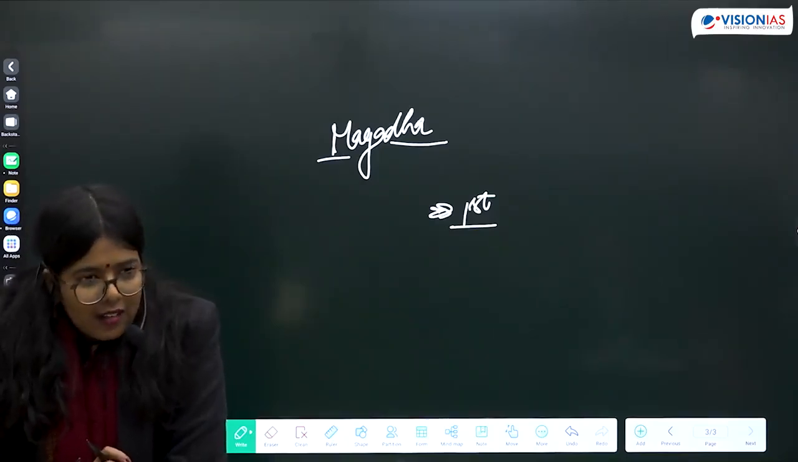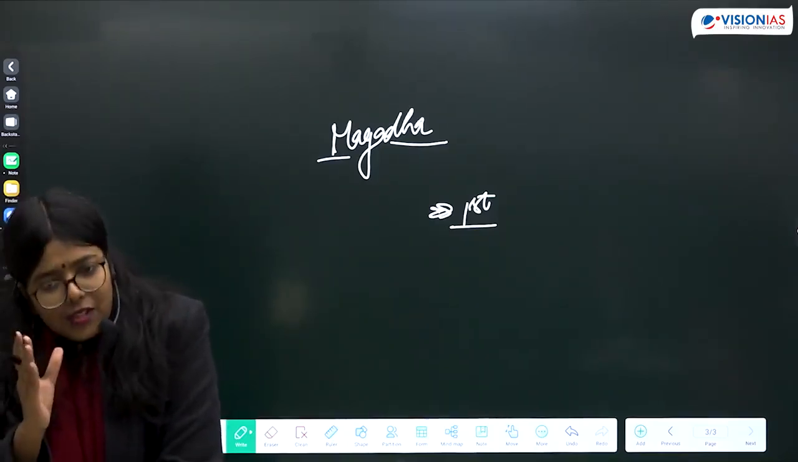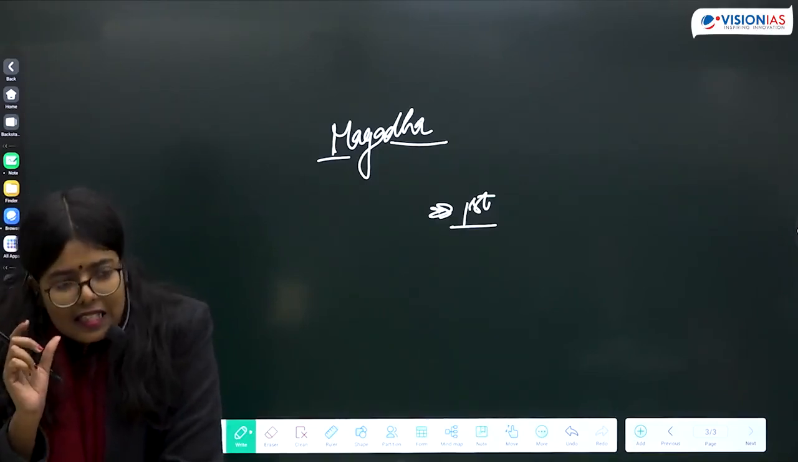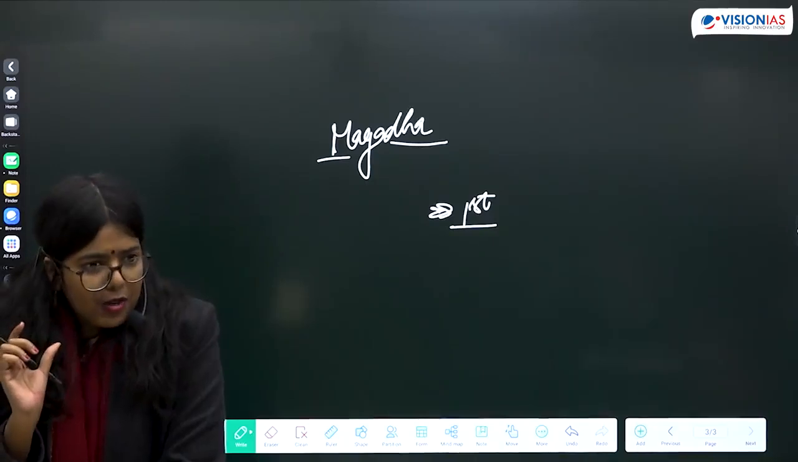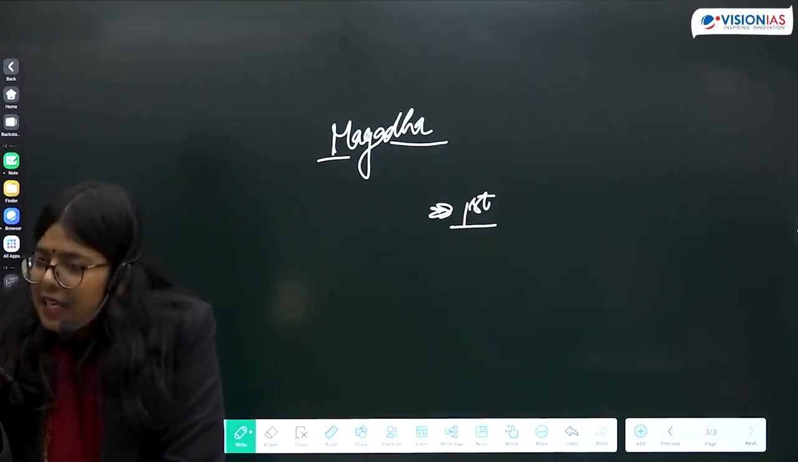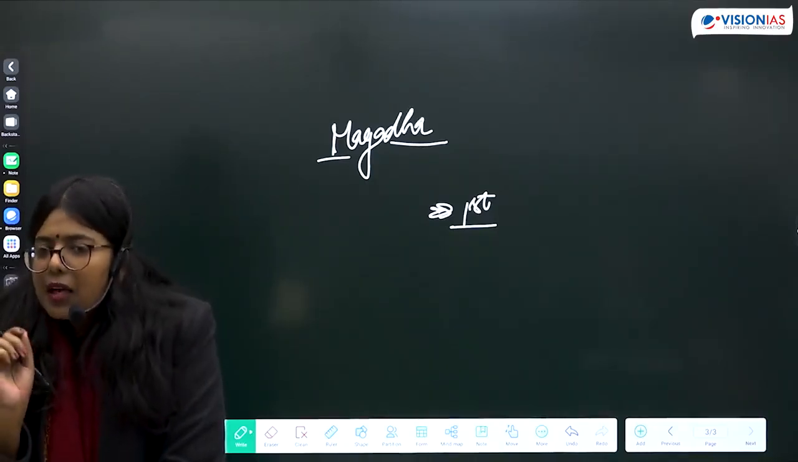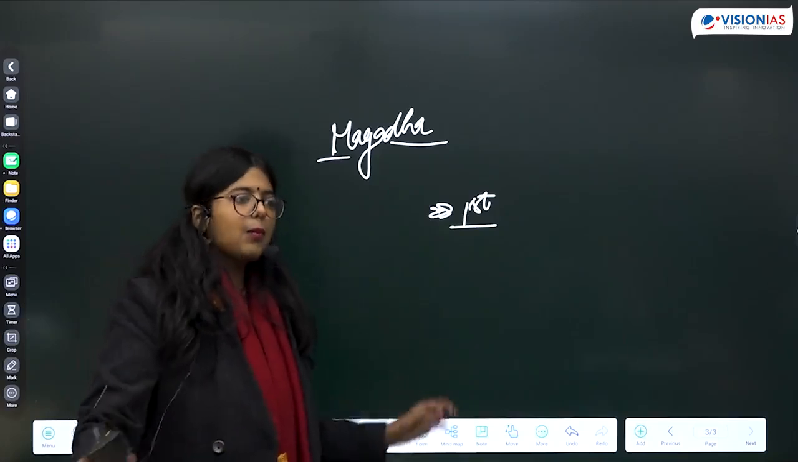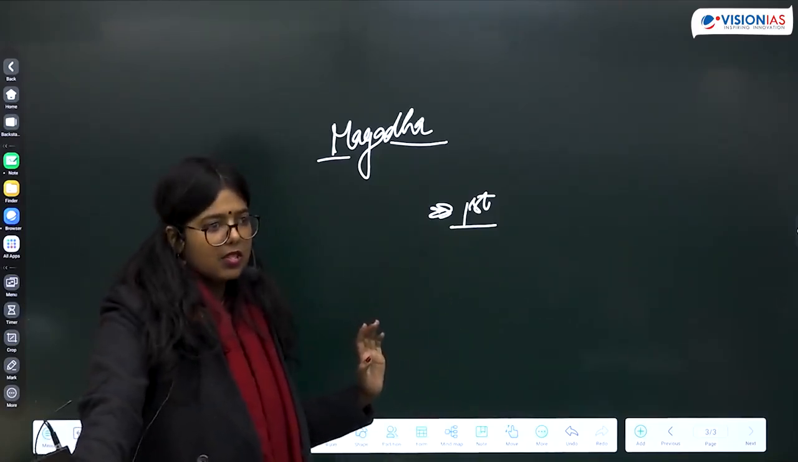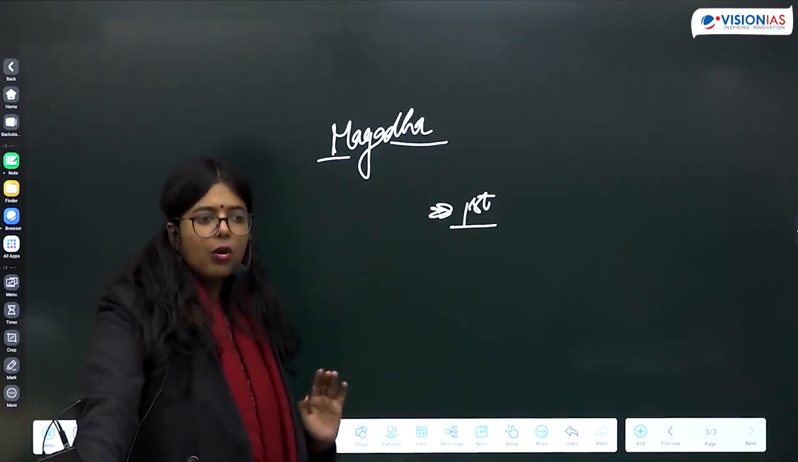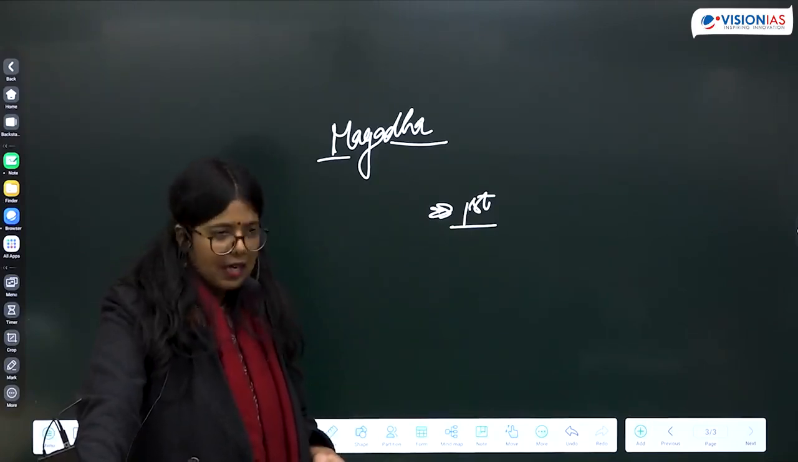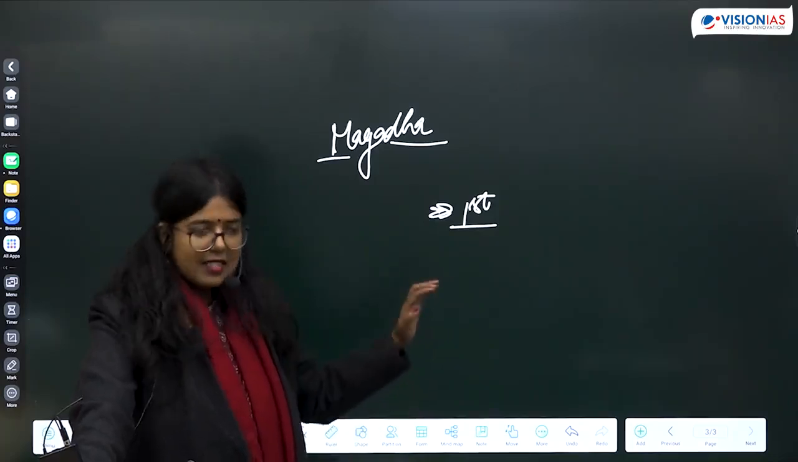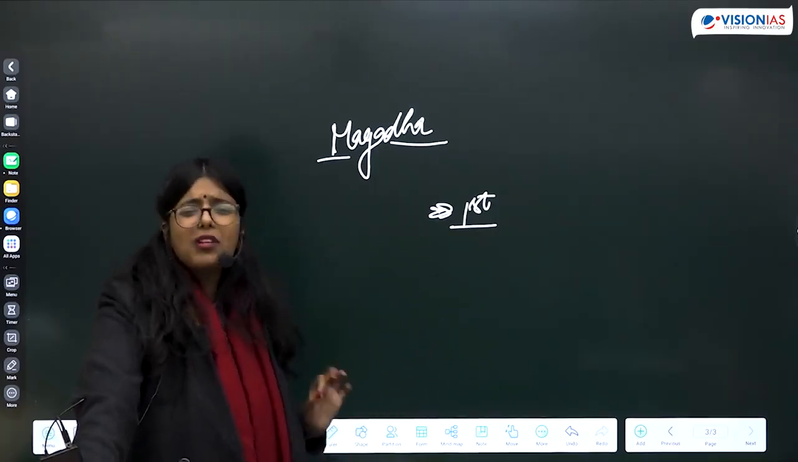Shishu Nag. Okay. When we are talking about Shishu Naga dynasty, there is one ruler, Kalashok. Kalashok's name we have to remember. Why do we have to remember the name of Kalashok? Because he is the one who will patronize the second Buddhist council. Okay. So in that context, the name of Kalashok becomes important. Is this clear? We talked about Udayin.